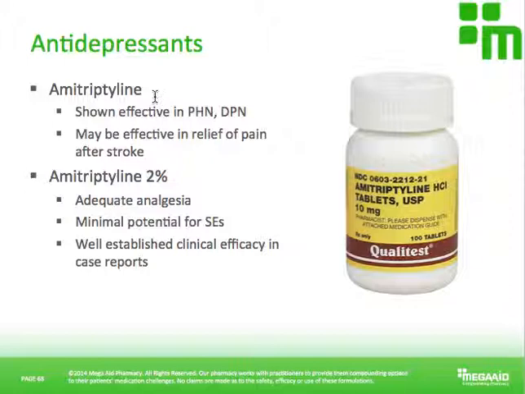We use amitriptyline. This one specifically, amitriptyline, has been shown to be very effective in certain neuropathies, for example, post-herpetic neuralgia or diabetic neuropathy, and it may be also effective for relief of pain after stroke. So we use amitriptyline 2%. This provides adequate analgesia and has minimal potential for side effects. At the same time, it has well-established clinical efficacy in case reports.